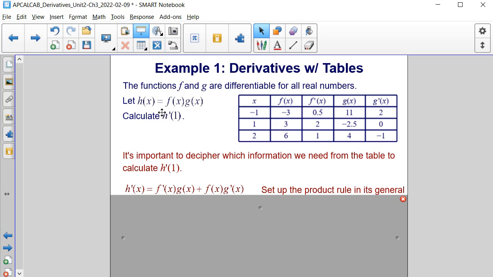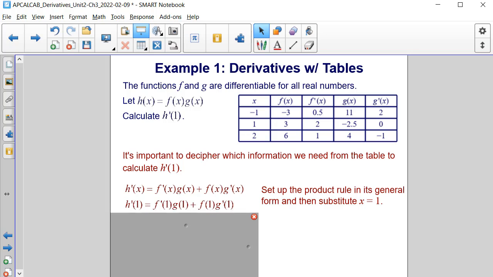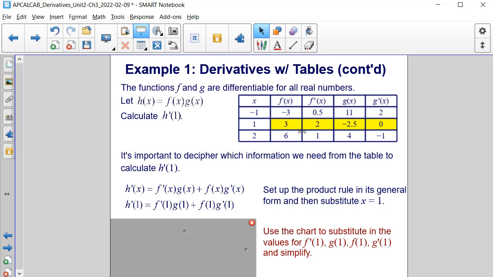So h prime of x is going to be f prime of x times g of x plus f of x times g prime of x. So you're setting up the product rule in its general form, and then we can substitute 1 in for our x values. So h prime of 1 is equal to f prime of 1 times g of 1 plus f of 1 times g prime of 1. The next step is to use the chart in order to substitute in the values of f prime of 1, g of 1, f of 1, and g prime of 1 into our product rule and then simplify.